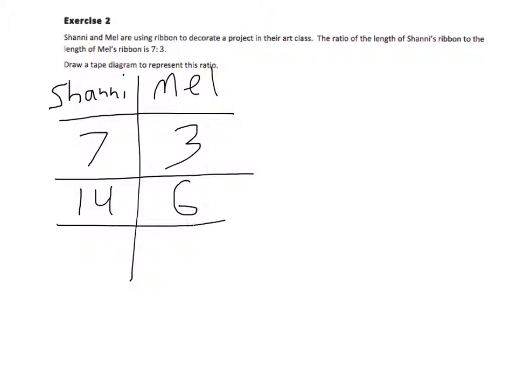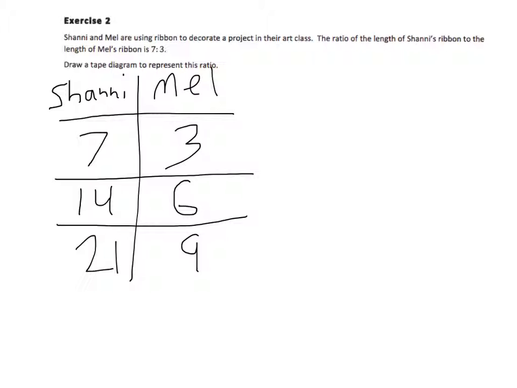And let's do one more round. This time instead of doubling, we're just going to add another 7. So each time we're counting up by 7, or using the multiples of 7. So 7 more than 14 is 21, and 3 more than 6 is 9. So there we have a ratio table representing the ratio of ribbon from Shani to Mel.